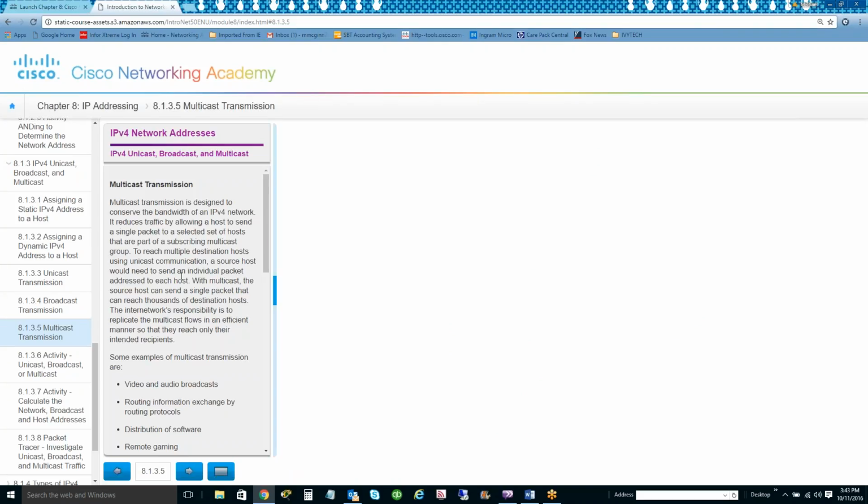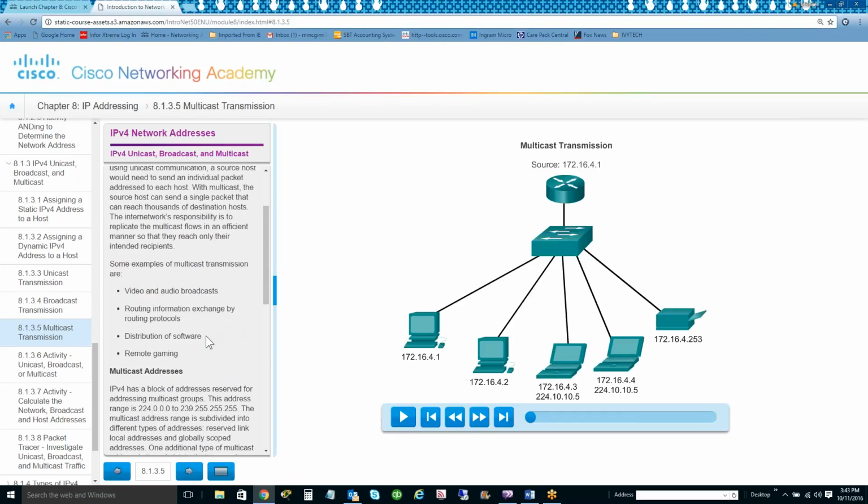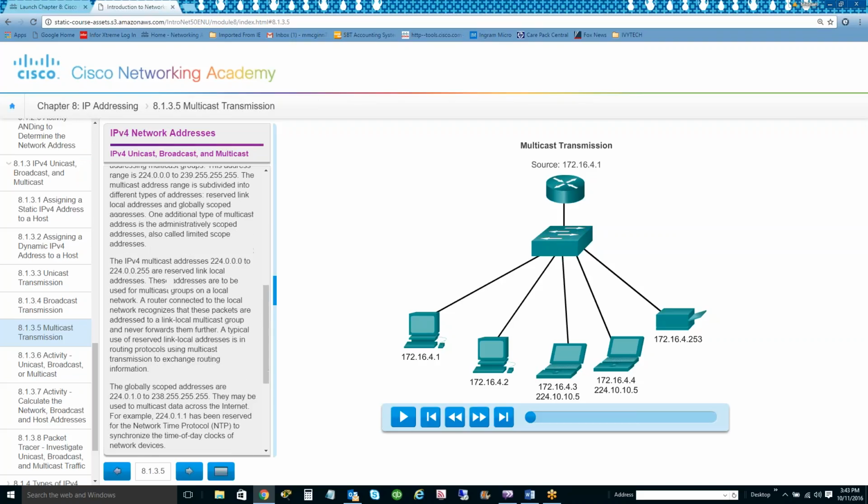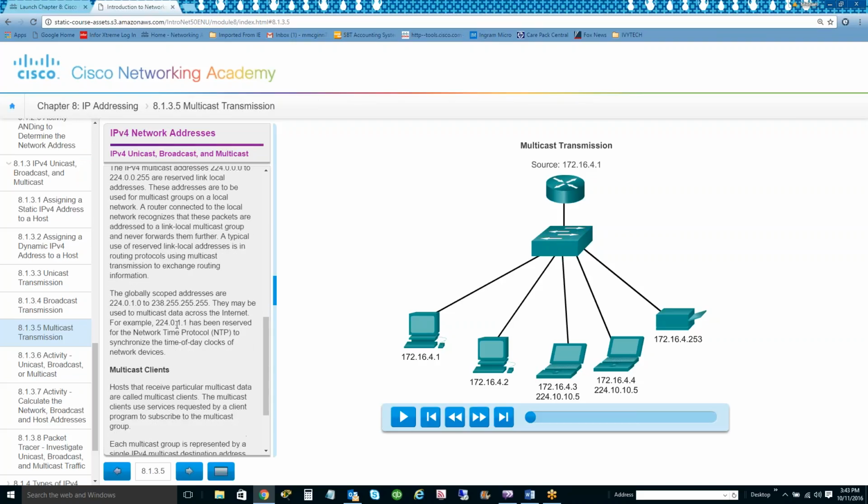The multicast transmission is where we want to send a series of packets from one source to multiple hosts. Video and audio broadcasts are all an example of this. Routers will do this to exchange information via routing protocols, distribution of software, remote gaming. There's various things that multicast transmission is used for.